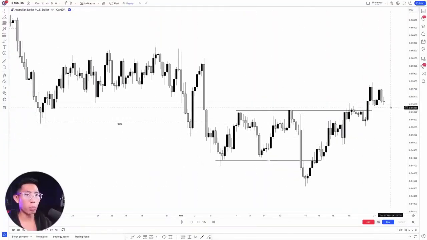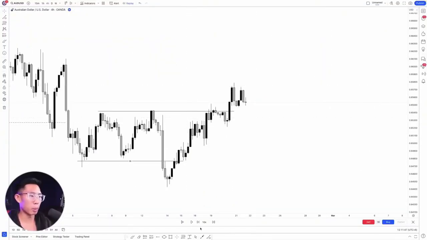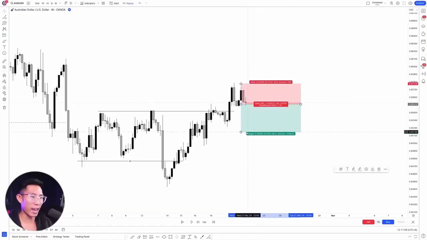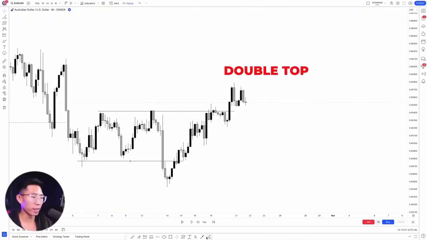You see, right here, price created a double bottom, and I could have entered for a sell position right here immediately after price created this double bottom. But I did not do that because I know that if I do that, I'm going to place my stop loss right here. And once again, what is that?